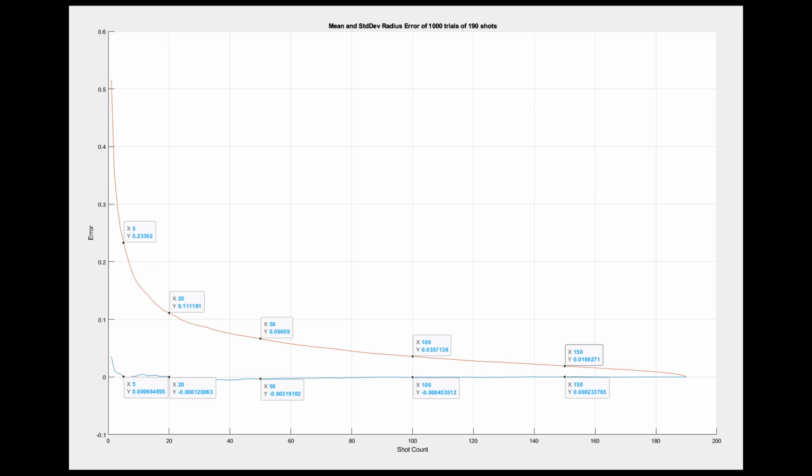Exactly. And so the next thing I did is I took statistics on these trials. So we're getting a little fancy here, but basically what this chart shows is the mean of the trials running average and the standard deviation of that running average. So what this says is that over 1,000 trials, when you take 20 shots, your standard deviation is 11%. And your average is right on.